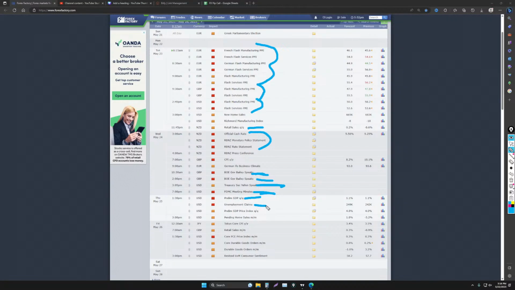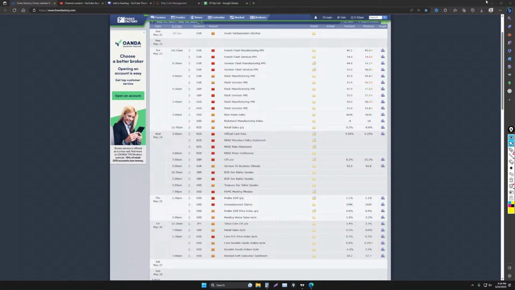GDP for the dollar, unemployment claims, that's all good stuff. Price index is pretty good, and pending home sales, kinda. And then Friday is not really too much. We got retail sales for the pound and CPI for the yen, so I guess that's a good one. But these durable goods are usually not really anything too special. But consumer sentiment is a good one normally. So we do have a pretty decent amount of news starting tomorrow, for sure.